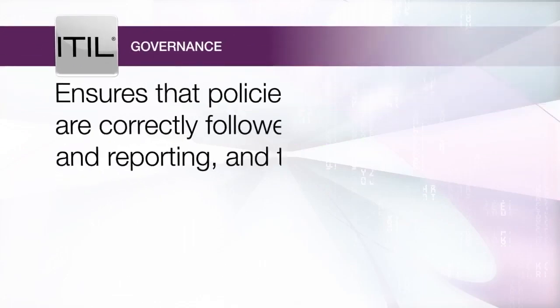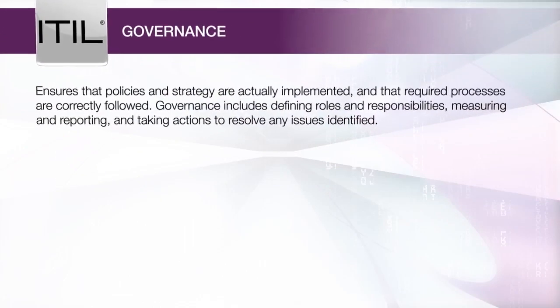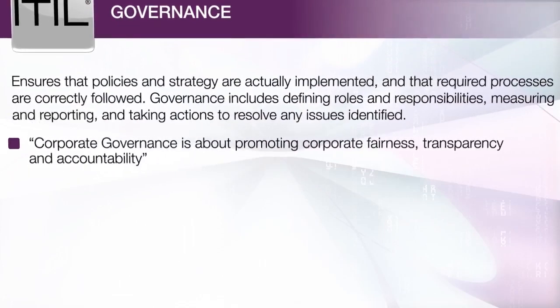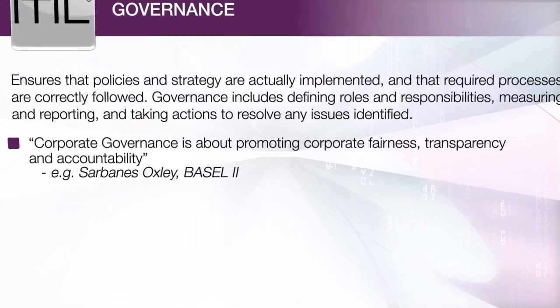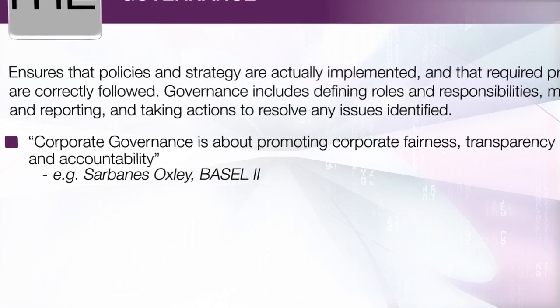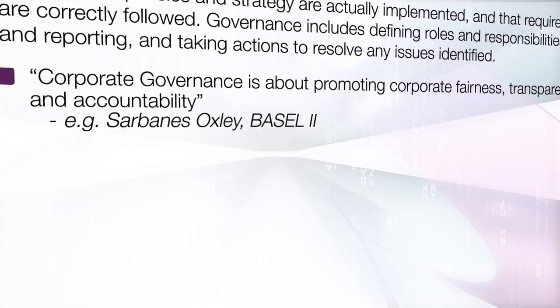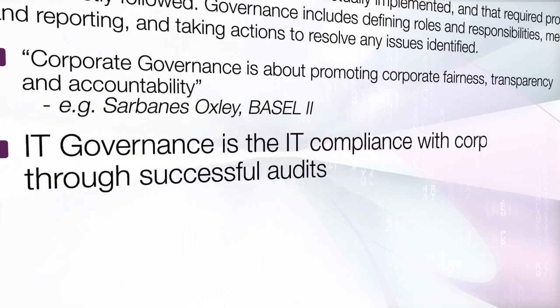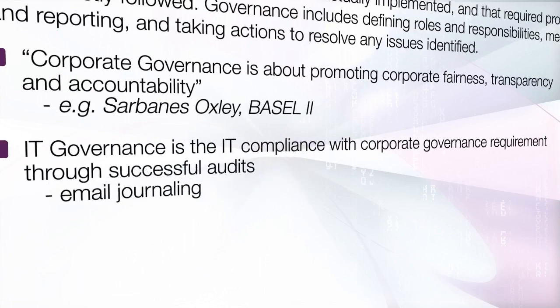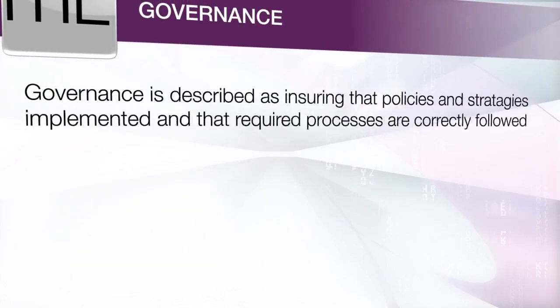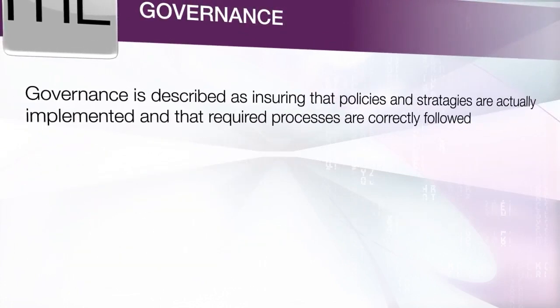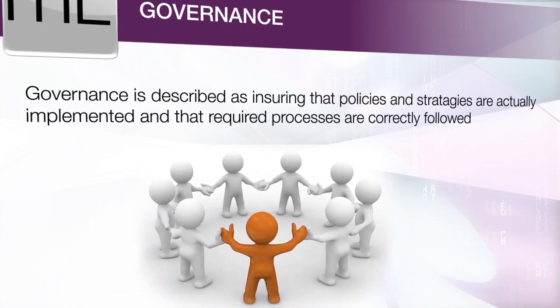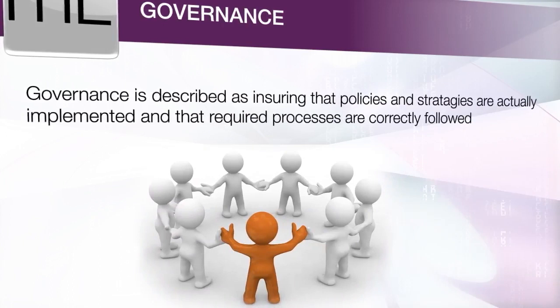Over the years, there have been business failures which, when analysed, point to a catastrophic lack of transparency and accountability in how those organisations behaved. One only needs to think of the aftermath of failures such as Enron and MCI WorldCom for this point to be clearly made. What is needed to add fairness, transparency and accountability to the way businesses behave and operate is governance. Governance is described as ensuring that policies and strategies are actually implemented and that required processes are correctly followed.